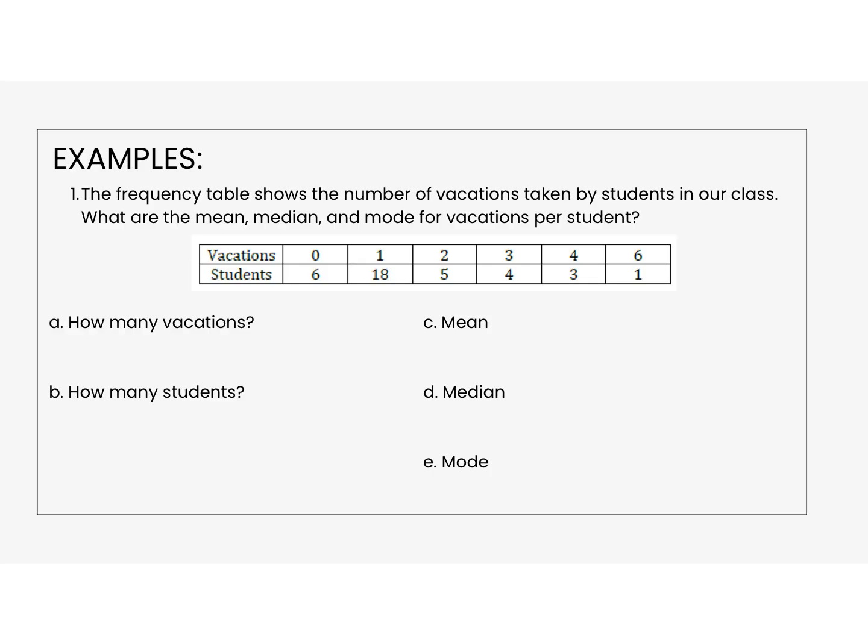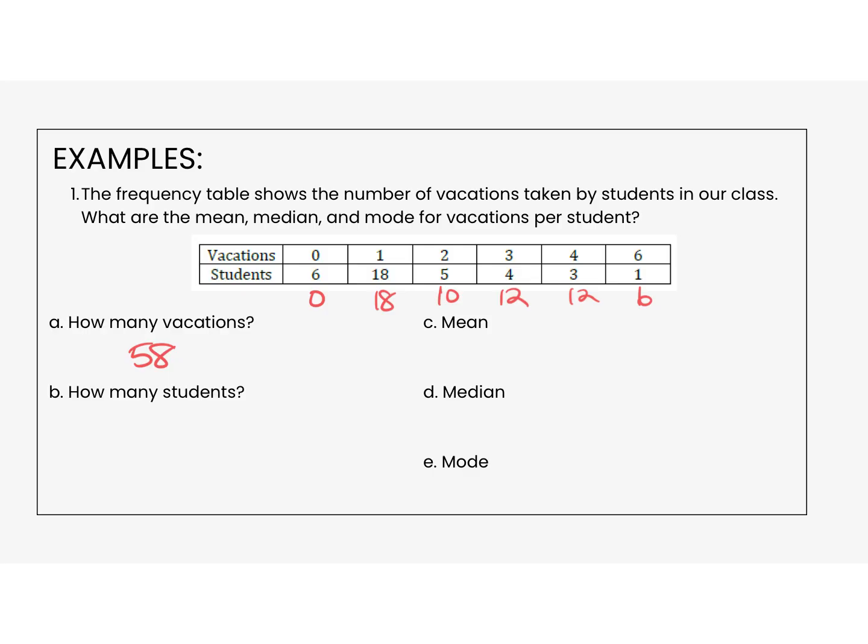So first, let's talk about how many vacations actually happened. 6 students went on 0 vacations. That means there were 0 there. 18 students went on 1 vacation. That's 18 vacations. 5 students went on 2 vacations. That's 10. 4 students went on 3. That's 12. 3 students went on 4. That's also 12. 1 student went on 6. So that's 6. So to find the total number of vacations, I add those numbers up, and that's 58.